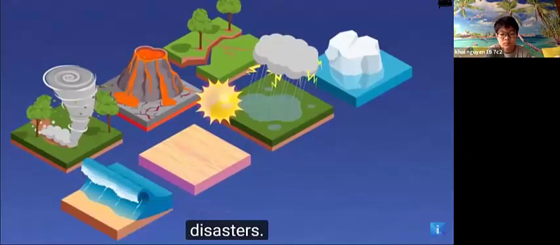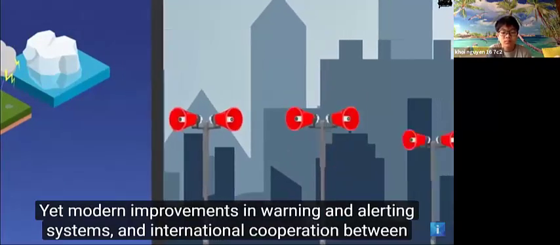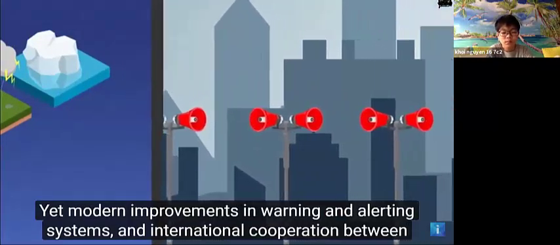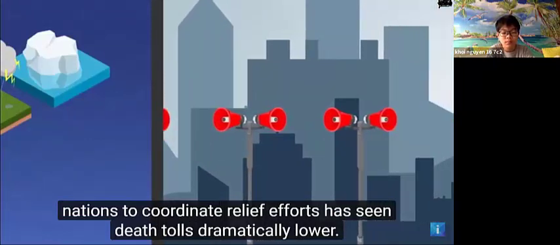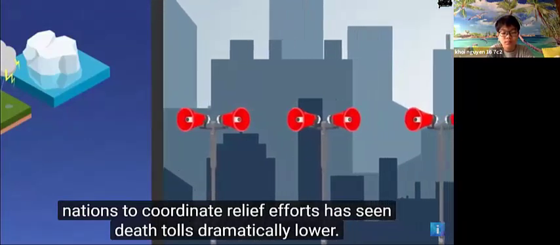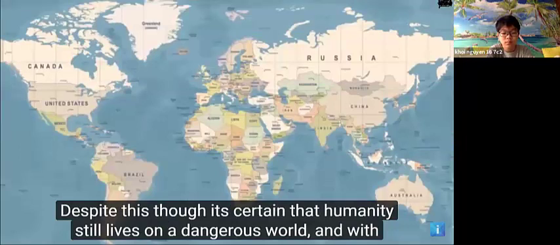For as long as we remain on the earth, humanity will continue to see its fair share of natural disasters. Yet modern improvements in warning and alerting systems and international cooperation between nations to coordinate relief efforts has seen death tolls dramatically lower. Despite this, though, it's certain that humanity still lives on a dangerous world.